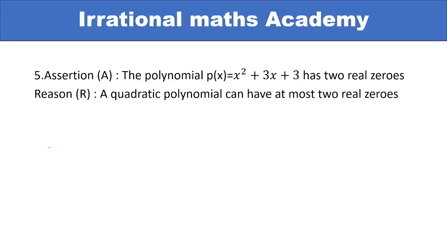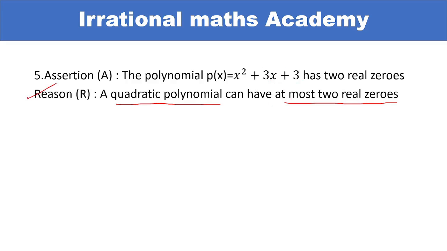Next, the polynomial p of x equal to x square plus 3x plus 3 has two real roots. And the reason is what? A quadratic polynomial can have at most two real zeros. Yeah. So the reason is correct. A quadratic polynomial, not polynomial, sorry, can have at most two real zeros. That is okay. So that means the reason is okay. Now when it comes to the assertion, this polynomial has two real zeros. We cannot say by looking at it.